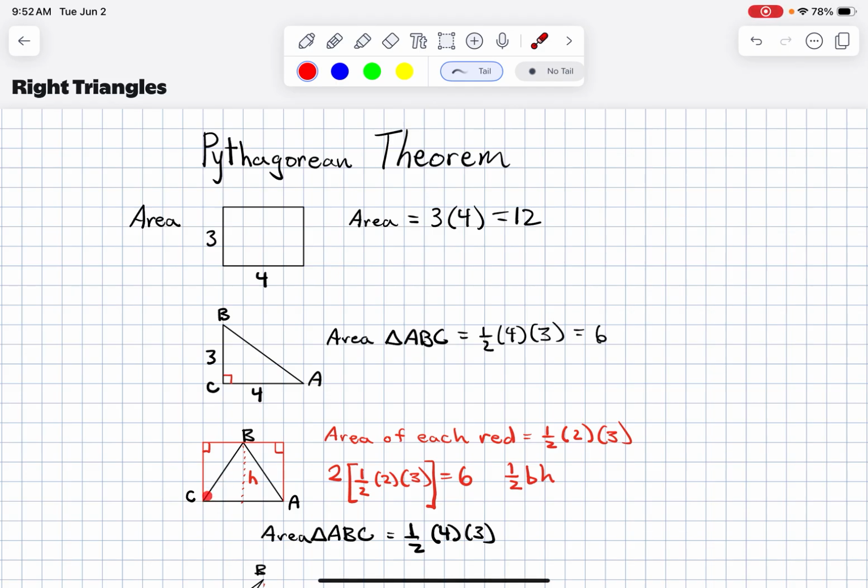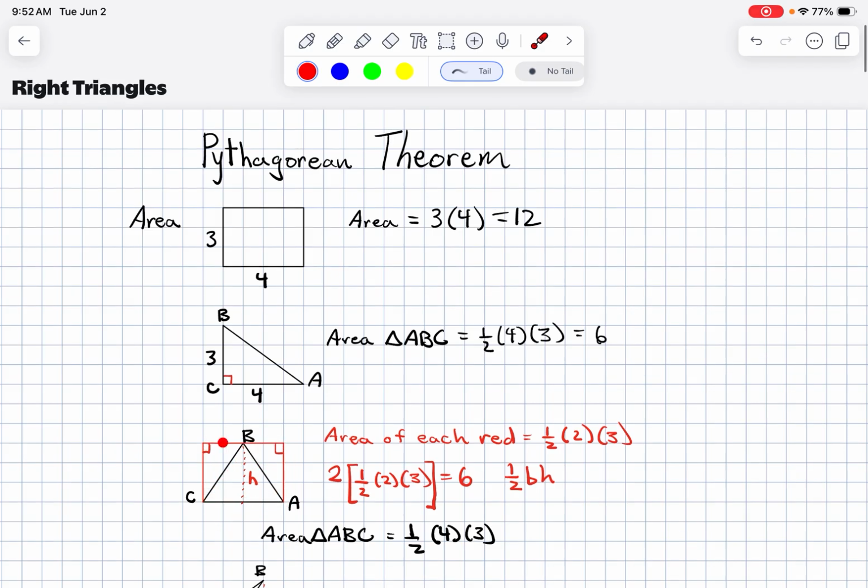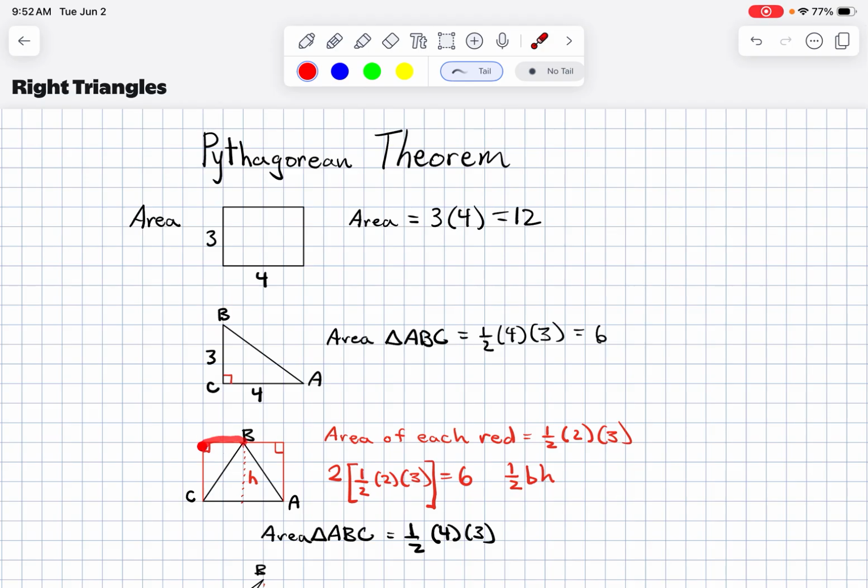This in black is the triangle. And I could go ahead and complete this, make a couple of little triangles out here. And notice the area of each one of these triangles is 1/2 base times height. So 1/2 of 2 times 3, which is 3, and there are 2 of them. 3, 6. So the area of the red triangles is 6.